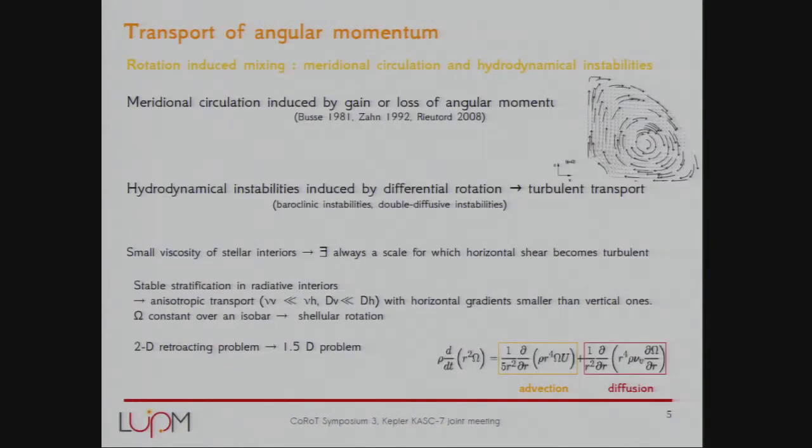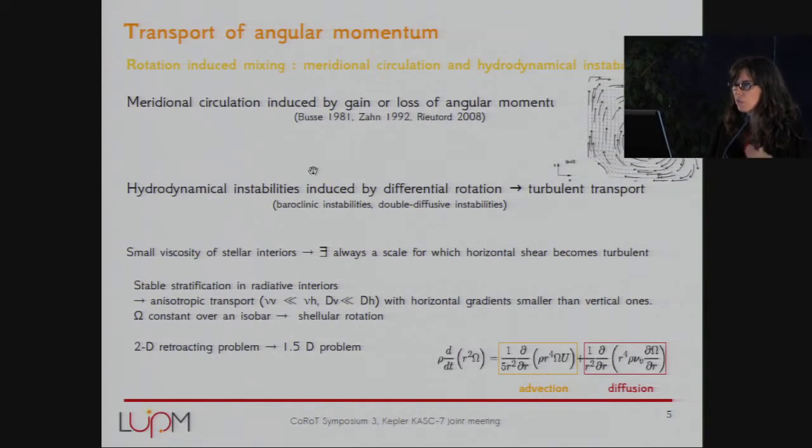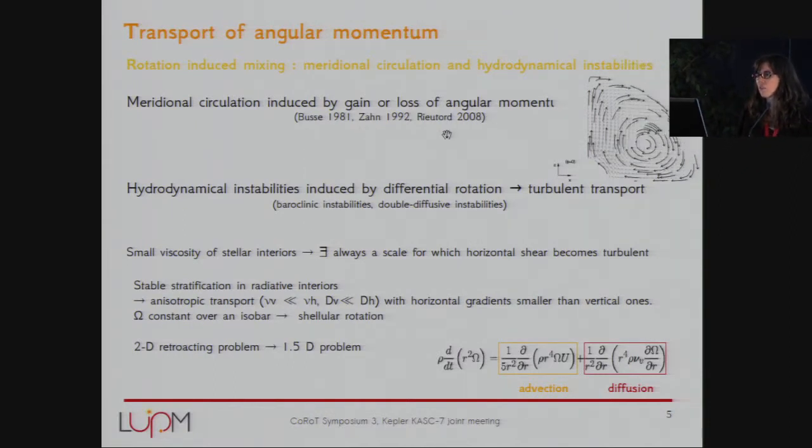So to start, for transport of angular momentum, it's what is called and what you will hear mentioned as rotation-induced mixing. And you have first the meridional circulation, which was first devised or introduced in the early 1920s, but then was reformulated by Busse, Zahn, and then Maeder, as a circulation that operates in radiative regions. It's a wind-driven circulation in the sense that it's induced by the gains and losses of angular momentum in this region.